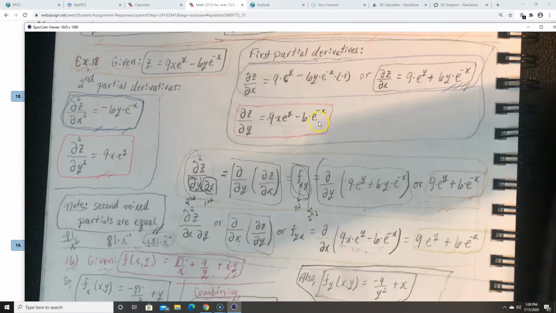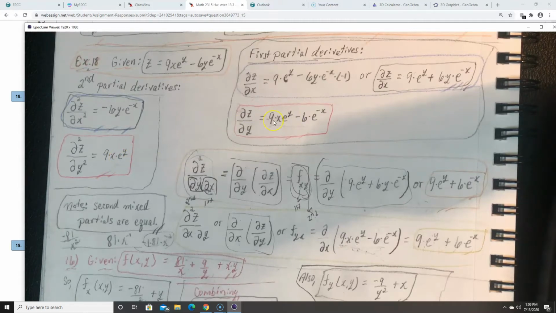And the second term, negative 6 times e to the negative x, doesn't have any y here. So the negative 6 is a constant, e to the negative x is a constant. A constant times a constant is still a constant, but there's no y here. So the derivative of a constant all by itself is 0. That's why the derivative of this term goes to 0, and all that's left is whatever the derivative of the first term was, which we said was this right here.